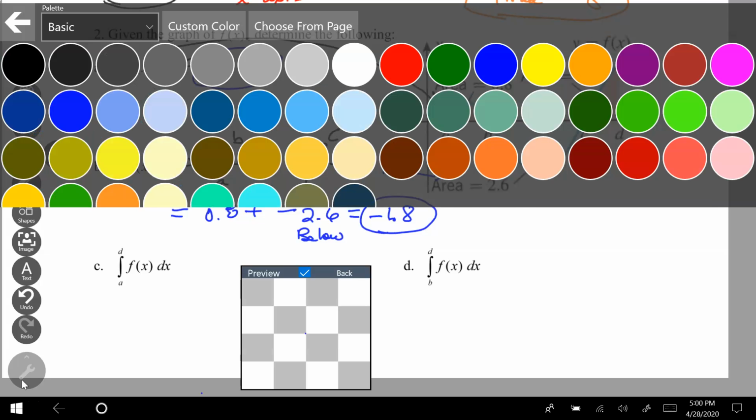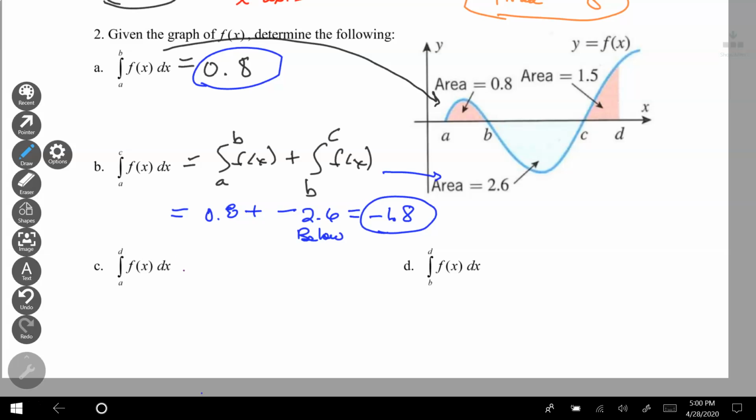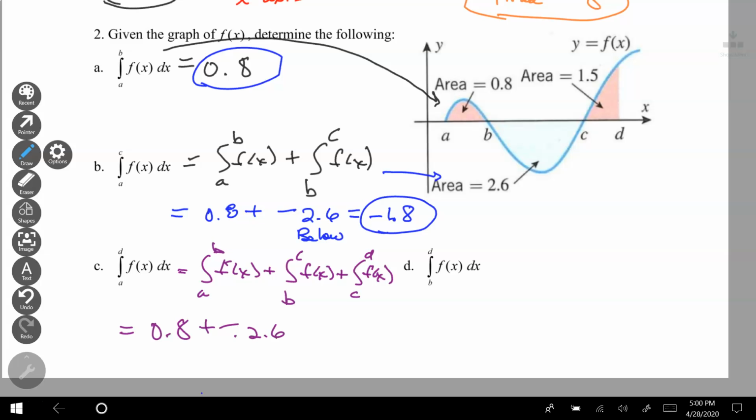When I want to do A to D, well, it is just A to B plus B to C plus from C to D. Well, from A to B is a positive 0.8, it's above, plus from B to C is a -2.6 because it's below, plus a 1.5 from C to D because that's above, and I get this total area is equal to -0.3. So the total area from A to D is actually negative below.